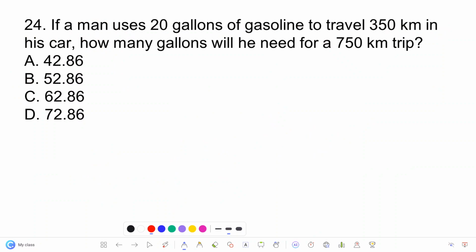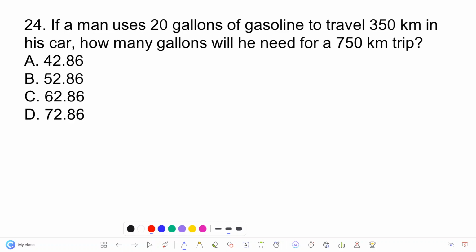Item number 24. If a man uses 20 gallons of gasoline to travel 350 kilometers in his car, how many gallons will he need for a 750 kilometer trip? Is it A, 42.86, B, 52.86, C, 62.86, or letter D, 72.86.